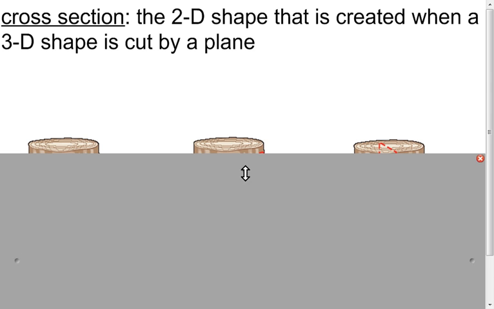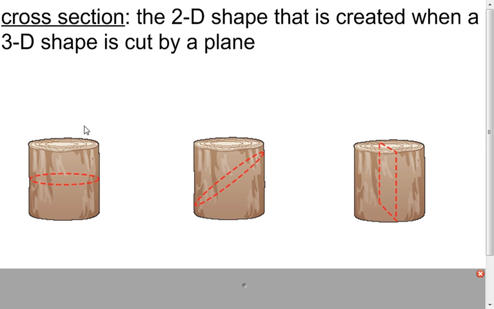So I have 3 examples here of cylinders looking like logs. So if I took my chainsaw and I cut through it this way so that it would be parallel to my 2 bases, I'm going to get a circle. Right here, this would be a circle. Now, if I took my plane and I cut through diagonally, what do I get here? Now that is going to turn out to be an ellipse. You're going to want to write those down.